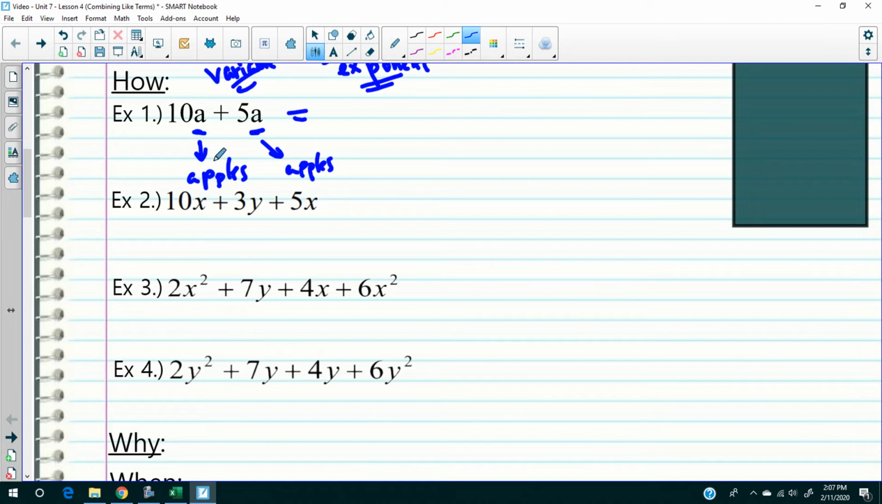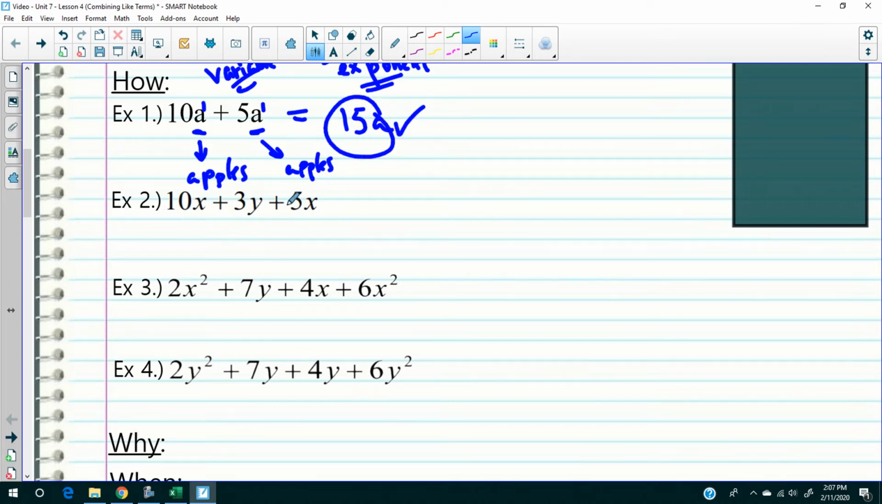So if you have 10 apples and you got another plus 5 apples, how many total apples will you have? Right, no brainer. 15 apples, right? So 15a. Okay, so right, same family, same exponent. By the way, the exponent, even though it doesn't say anything here, if it doesn't say anything, it means the exponent's 1. So same exponent, so 10a plus 5a, 15a.